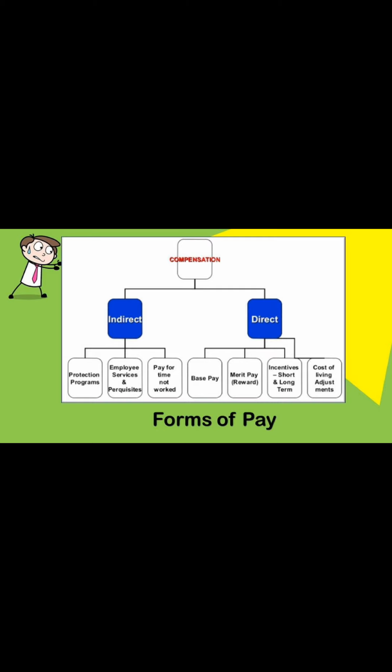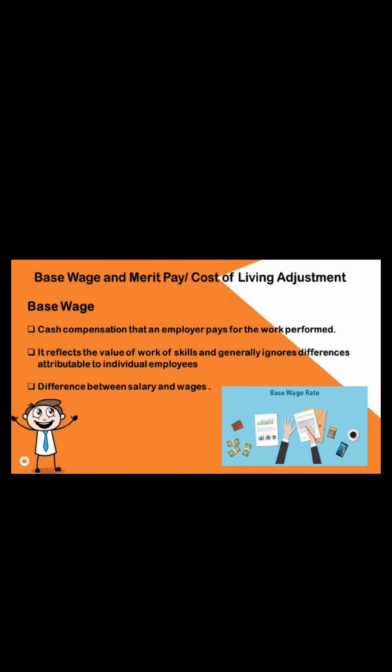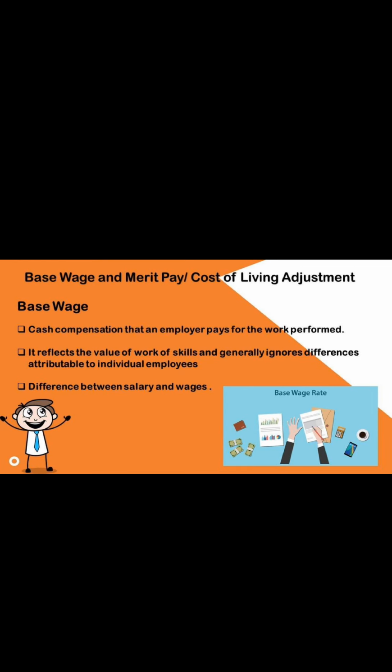Direct compensation involves monetary payments to employees for time worked or results obtained. Direct compensation includes base pay, merit pay, incentives, short and long term, and cost of living adjustments. Base wage, merit pay, and cost of living adjustment are under the direct pay. Base wage is the cash compensation that an employer pays for the work performed. It reflects the value of work or skills and generally ignores differences attributable to individual employees.